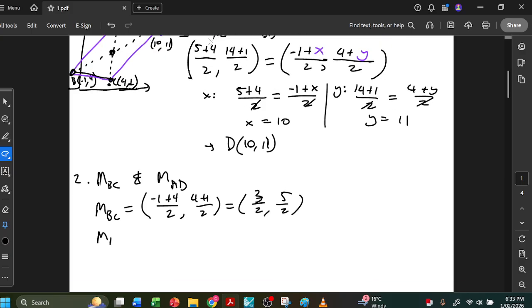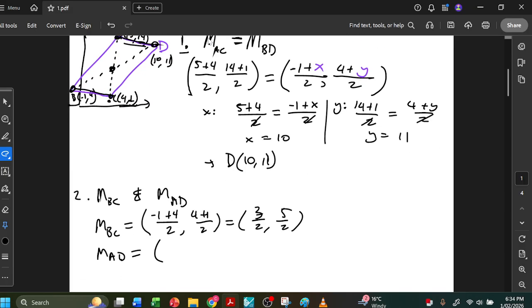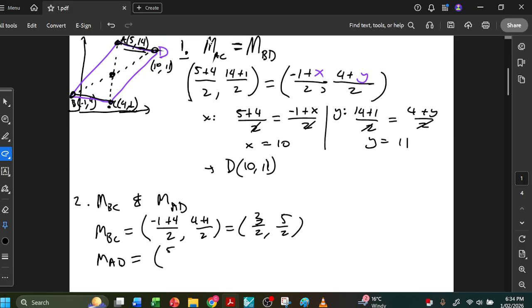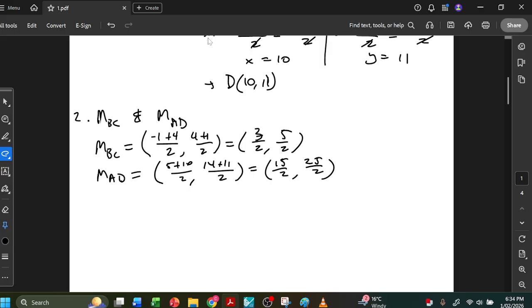Then we have the midpoint of AD, which is going to be the line from A to D, which are those 2 points there. We want to find the average of those two x coordinates, which is 5 plus 10 over 2, and 14 plus 11 over 2. And we can see that that simplifies down to 15 over 2, 25 over 2. Right, so we've got those two worked out for us now.